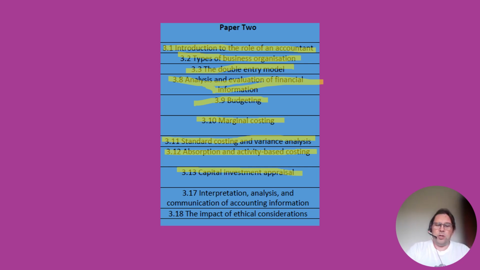3.13 is investment appraisal, net present value, payback period. It has come up 2 years in a row numerically, with similar questions as well. So you've got to think that from a numerical basis, that's not going to come up this year. Can't guarantee it though.